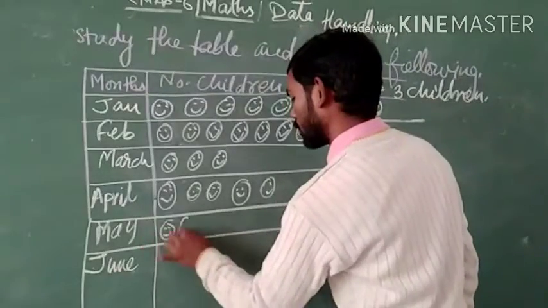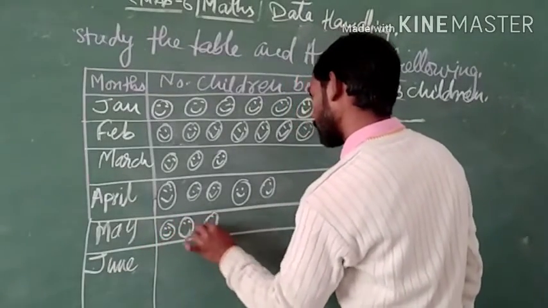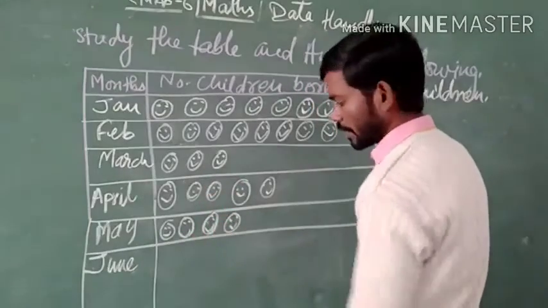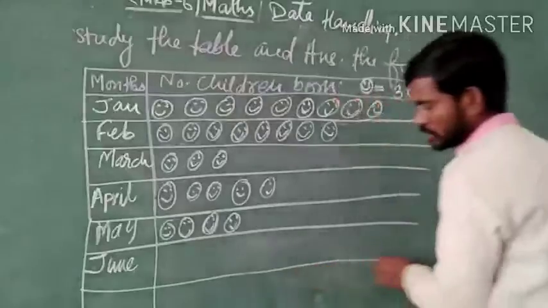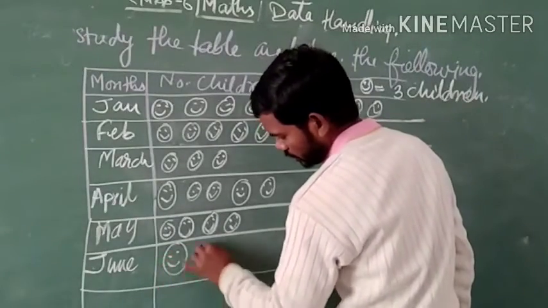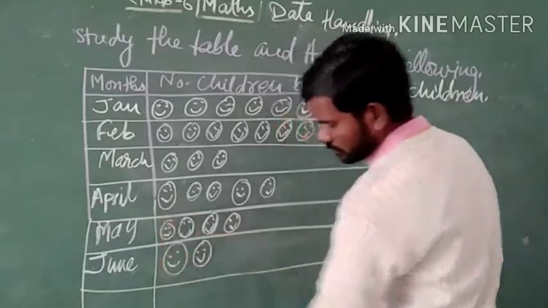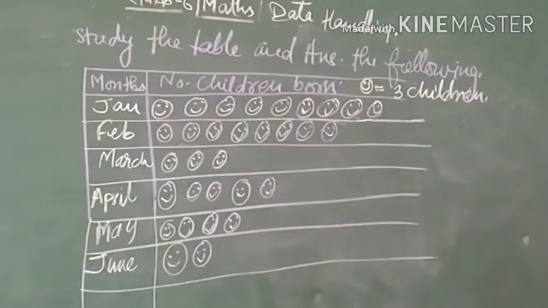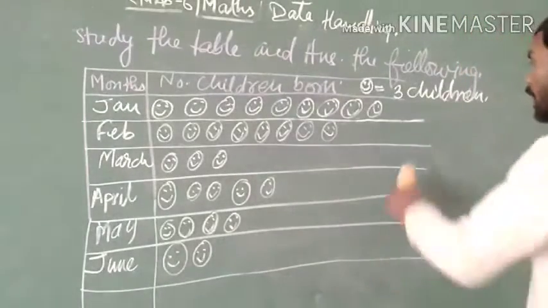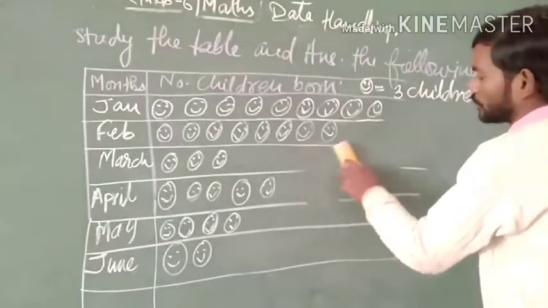1, 2, 3, 4. And in the month of June, the number of children born is 1, 2. Okay, so this is the given table, and we have to answer the following questions.